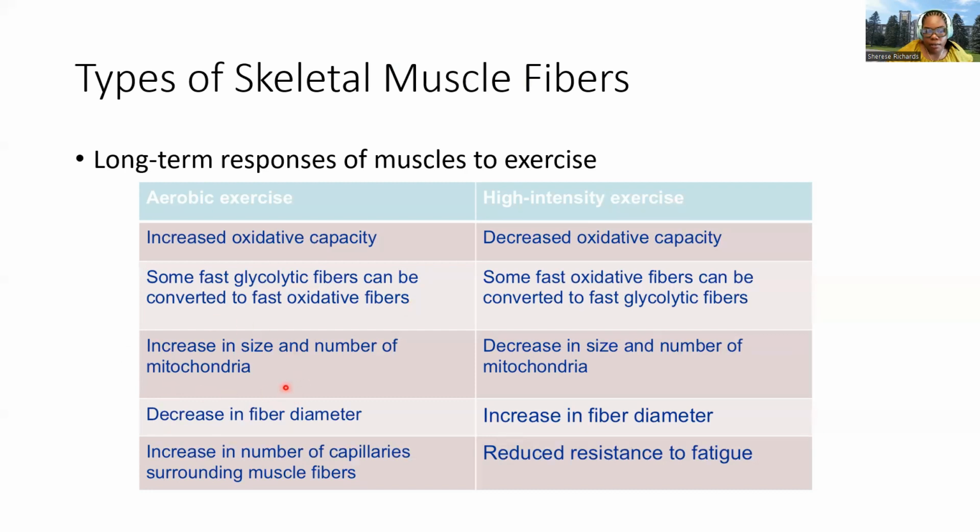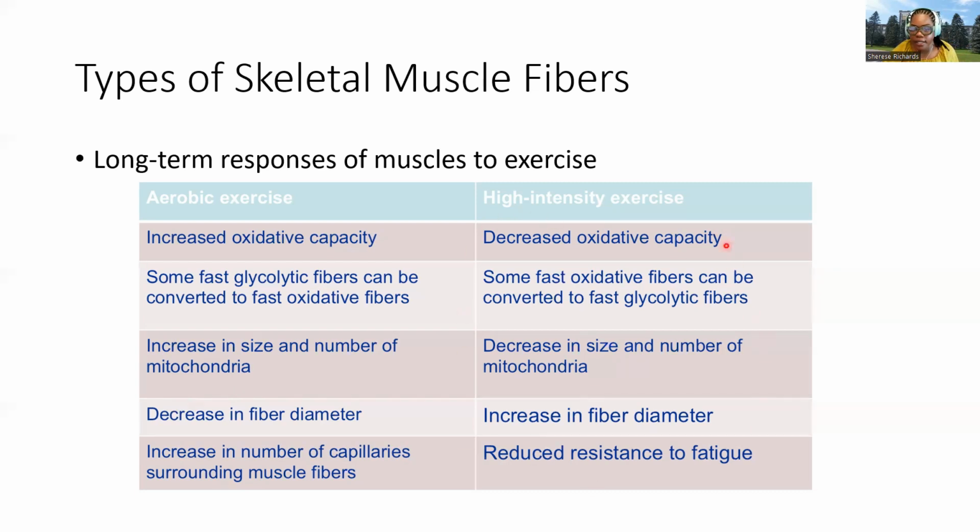Another effect that we see with aerobic activities would be increasing the size and number of mitochondria, and a decrease in the fiber diameter, so the fibers get smaller. This is why long distance runners are usually much more lean as opposed to having bulkier muscles or thicker muscles. And then increasing the number of capillaries that are actually surrounding the muscle. So lots of capillaries will help to deliver that oxygen.